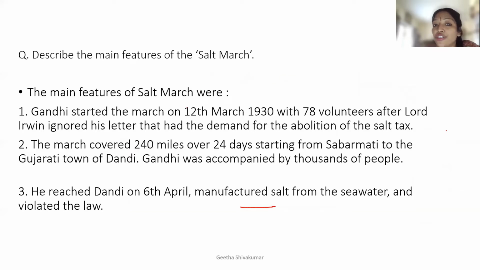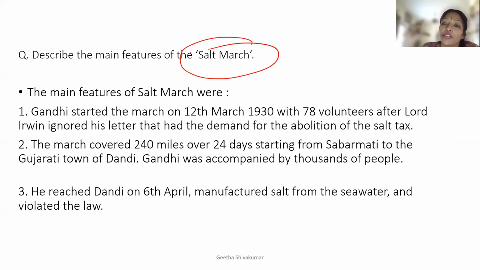Describe the main features of the Salt March. The Salt March is one of the very important events in the history of nationalism, or the history of India. The Salt March was led by Mahatma Gandhiji. Gandhiji started the march on 12th March 1930. Very important date.